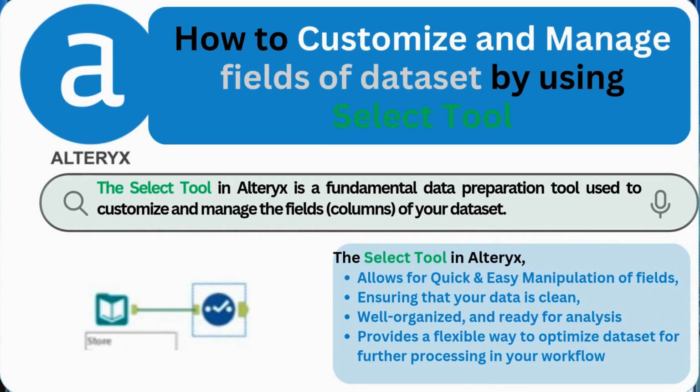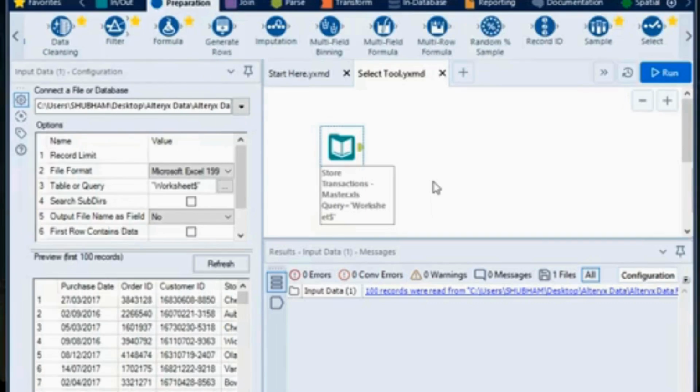Please use the select tool in Alteryx. Select tool is basically used to select some of the columns from your input data set. Select tool is also used to define the length of the variables present in your dataset, as well as to rename the variables as per your requirement. Let me just quickly show you the dataset I am using.